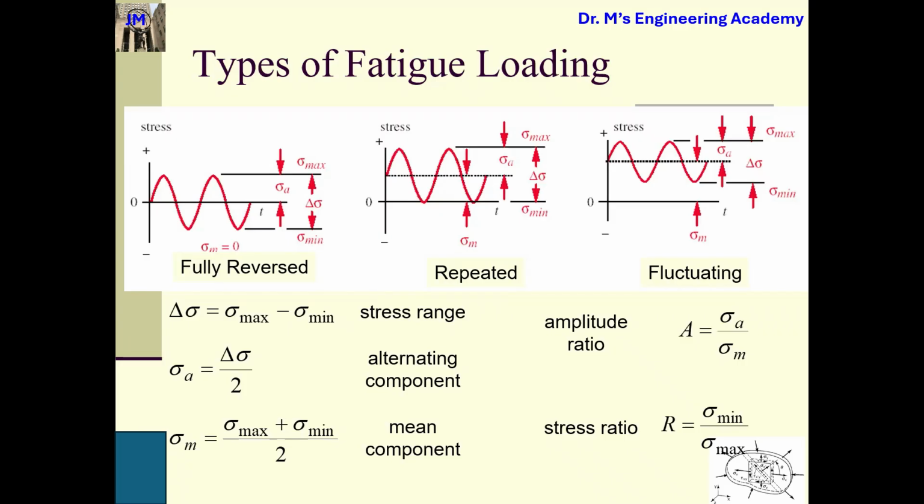As a result, the mean stress, sigma m, where m means mean, is the average between the highest one and the lowest one, and sigma m equals 0. If this condition holds, we say this is called fully reversed. And the second one is much worse in terms of fatigue life.